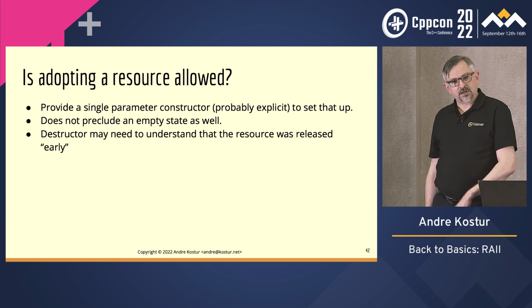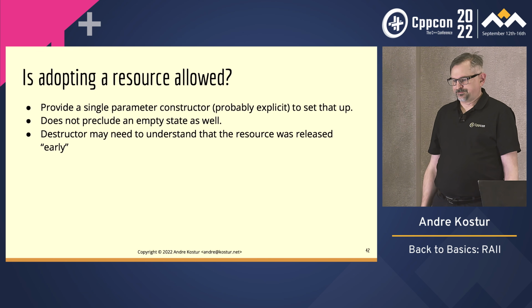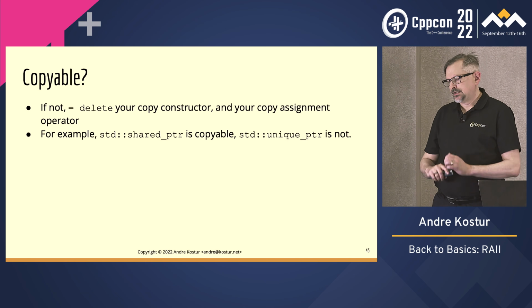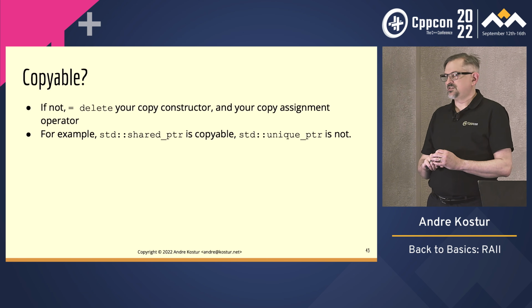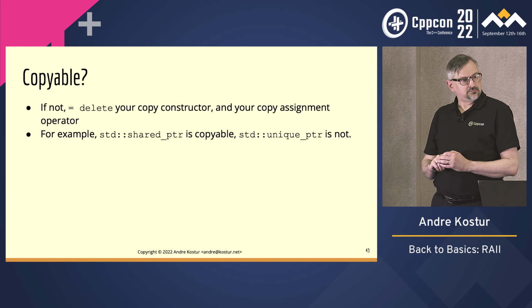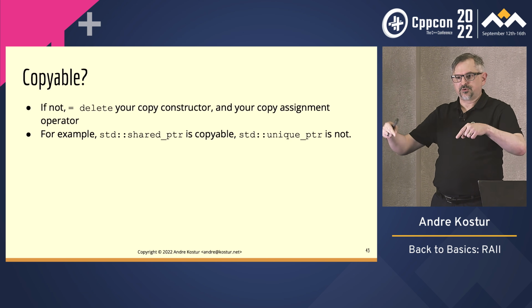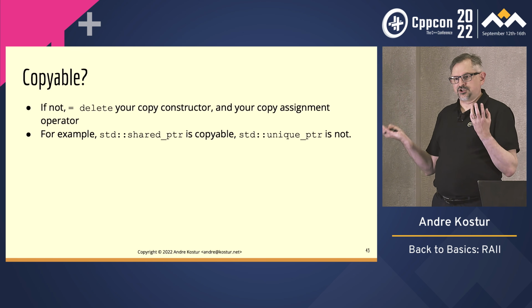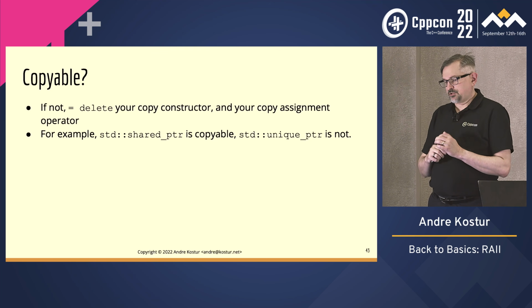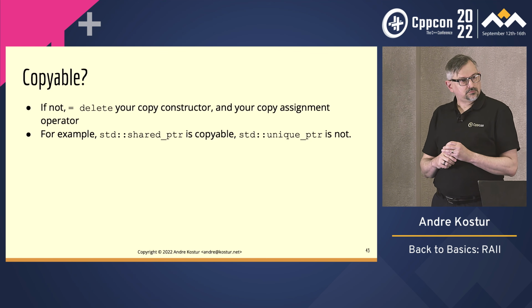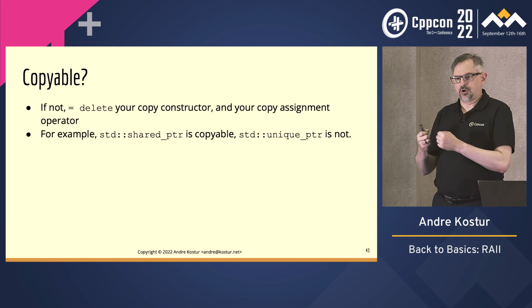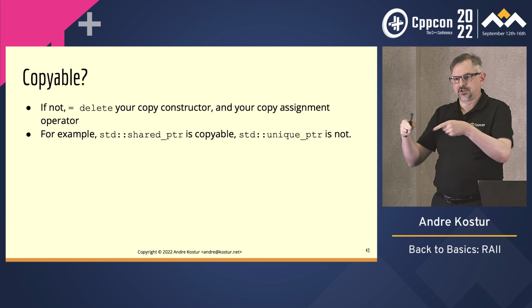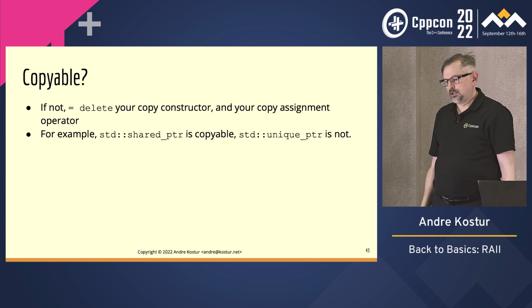Also does not preclude an empty state. And again, may need to understand the resource released early. Is your object copyable? Does it make sense to copy your resource? What does it mean to copy a FILE star? Do you really want two different FILE stars with the same file, or do you want a shared ownership? For example, a shared pointer, you can copy those all you want, because implicitly it's a shared ownership membership concept. So when you copy it, now there's two shared pointers pointing to the same thing, three shared pointers pointing to the same thing. Unique pointer is not.